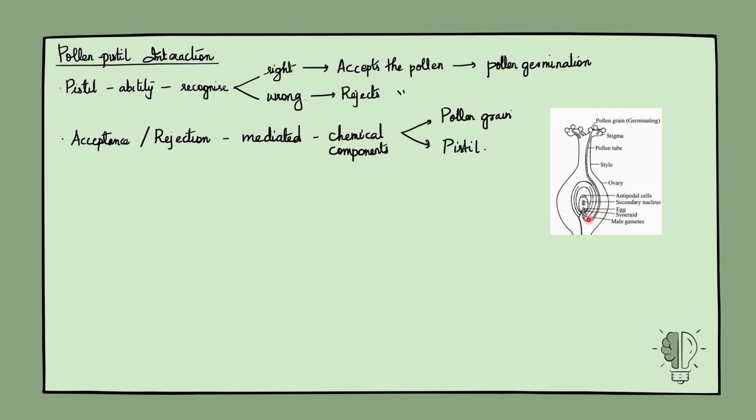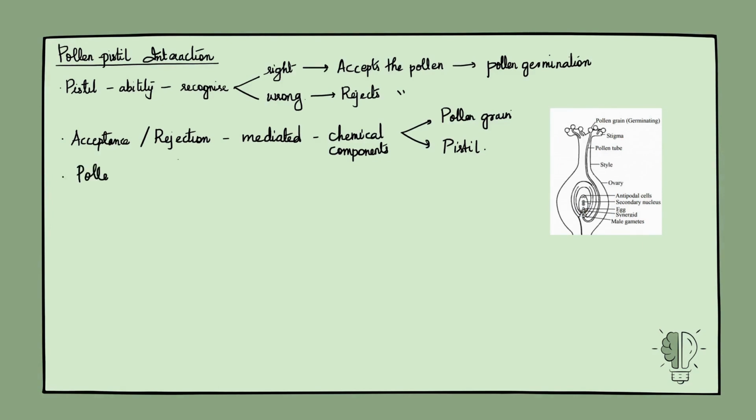The pollen tube enters the ovule through the micropylar end. It first enters the synergids through the filiform apparatus. The synergids actually guide the growth of the pollen tube. Now, once it reaches the ovule, it releases the male gametes into the ovule.